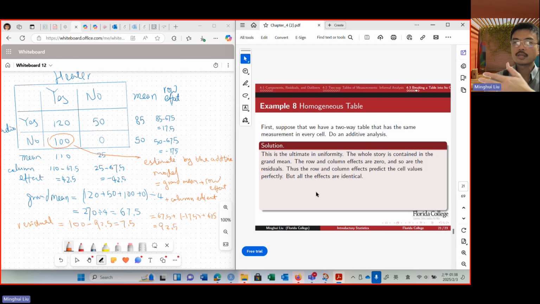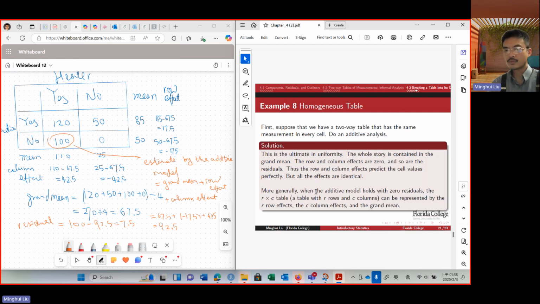And then, of course, the grand mean is also 5. Every row mean is 5. The row effect is always 0. The column effect is 0. Residuals are always 0. So this is basically an example of a perfect additive model. It's quite a trivial one, because everything is the same.